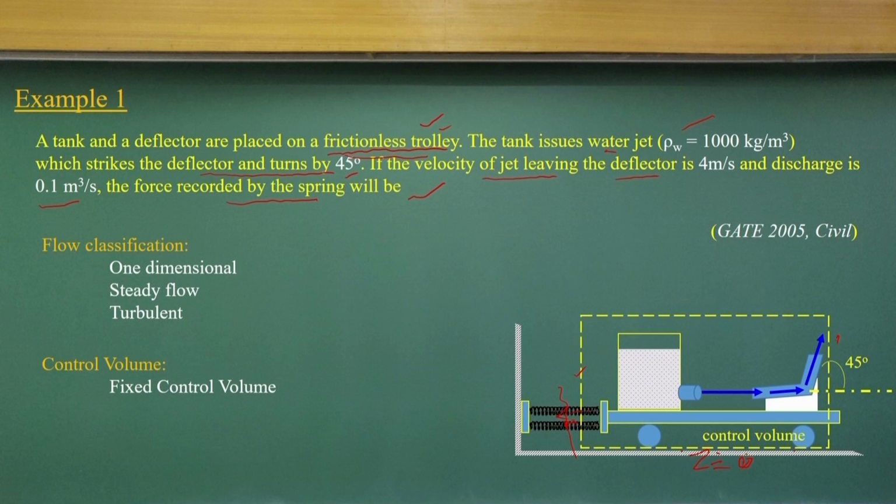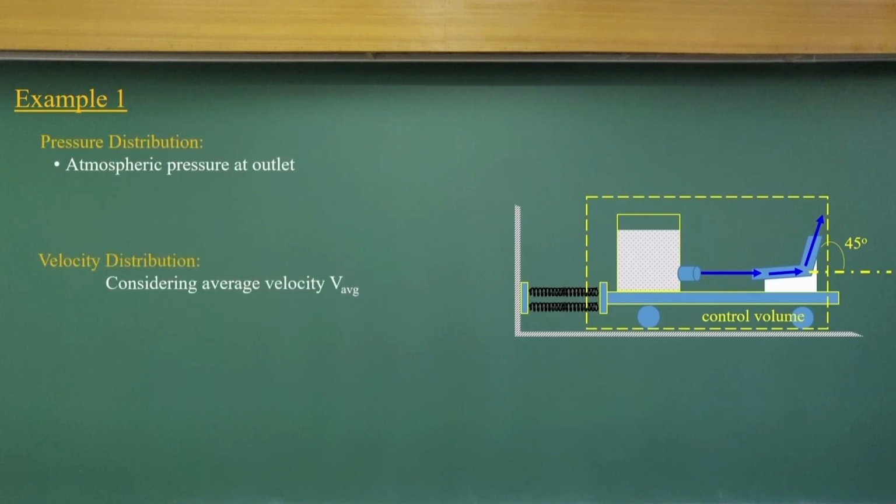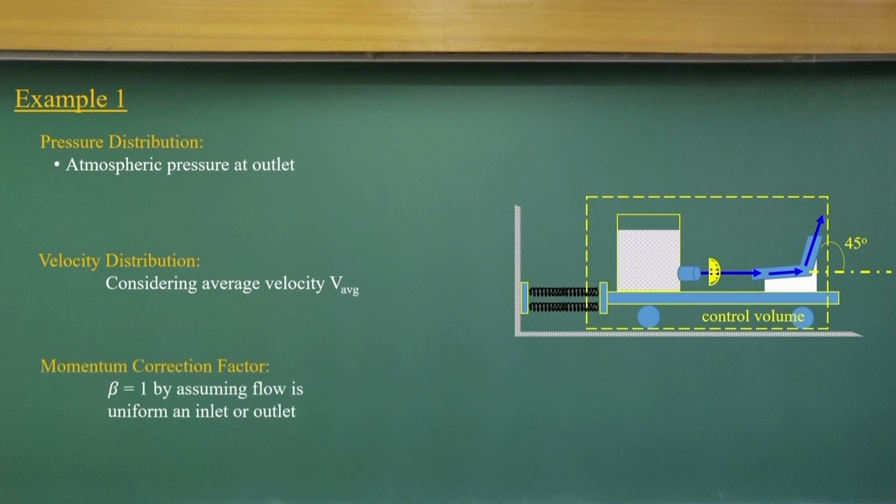So, we have chosen the fixed control volume. Our objective is to compute the force recorded by the spring. So, the pressure distribution at the outlet will be atmospheric pressure. Here also we consider the velocity distribution, again the average velocity. No doubt there will be a velocity distribution here, and after the deflector also a velocity distribution will come, but here we assume a uniform velocity and the beta will be one value for this.